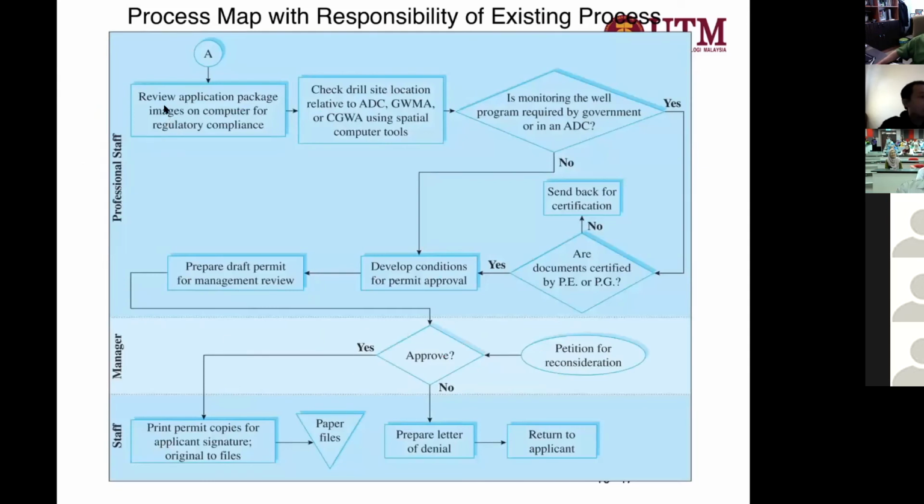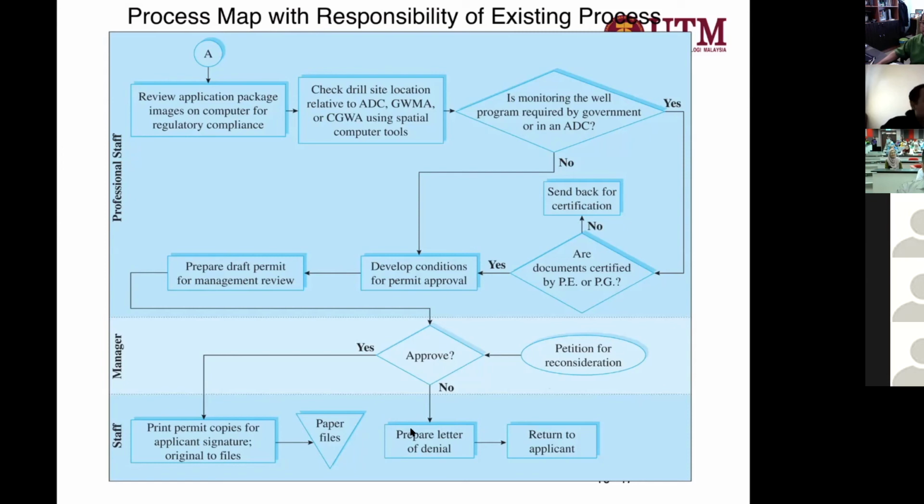What should the professional staff do? Review the application on computer for regulatory compliance, check the compliance, then check the drill site location and so forth. Then monitor the well program required by the government or by ADC, maybe this is the system. If yes, get the certified professional engineer. If no, develop conditions for permit approval, prepare a draft permit for review, then pass to the manager. The manager's job is very easy, just to make the decision. If no, reject and give a letter of denial. So as you see here, for rejection they also have a procedure for what to do next.